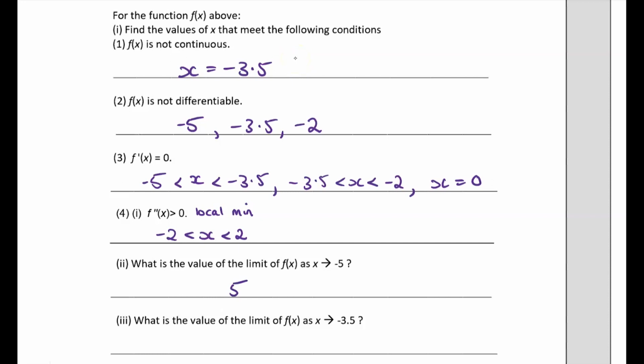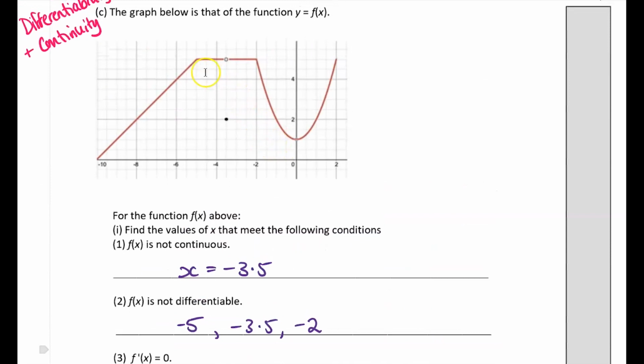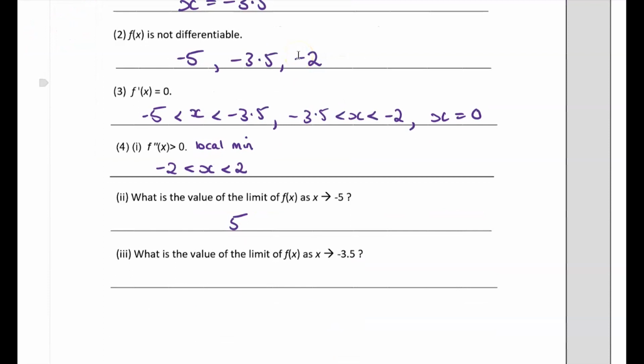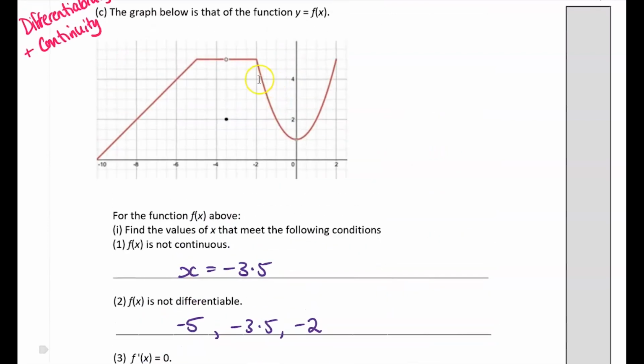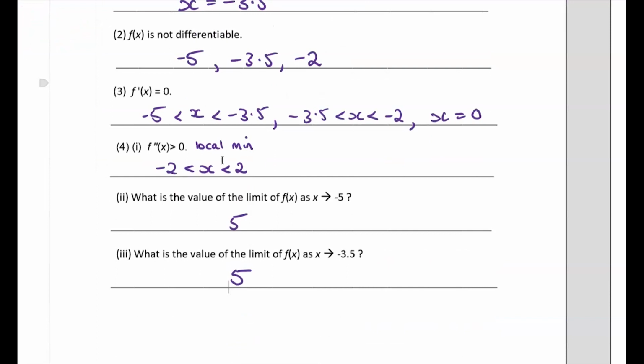What is the value of the limit of f of x as x heads towards minus 3.5? So it's not what's happening at 3.5, it's what's happening as we go towards it. So from the left, we head towards this value. From the right, we head towards this value. We are heading towards, it's 5 again. So the limit there is 5. It's not the value of the function at that point, it's what's the limit as we approach minus 3.5.